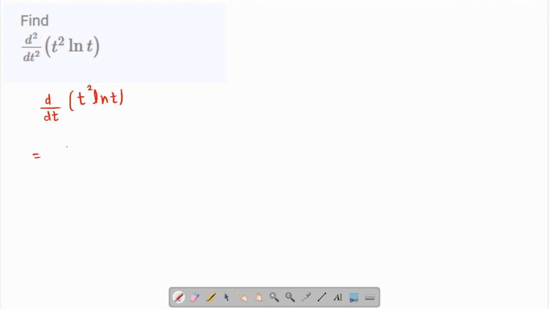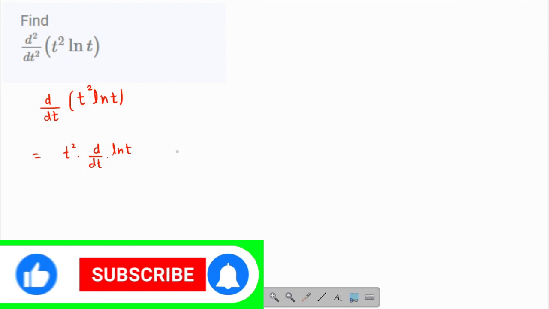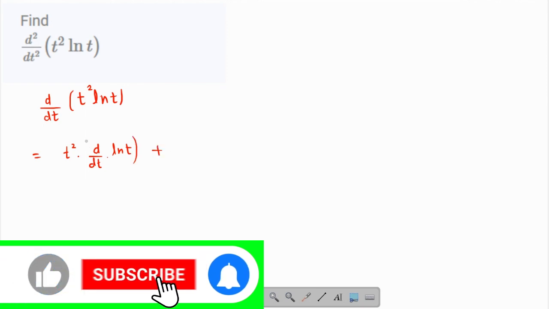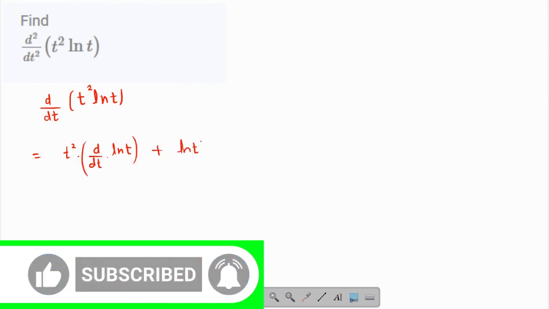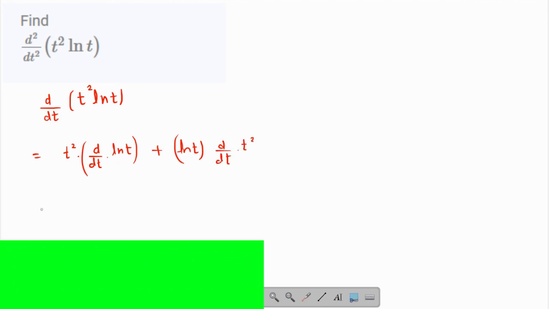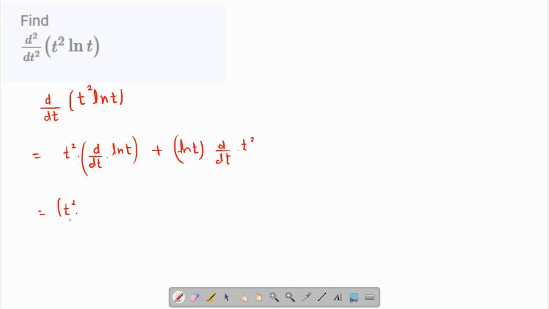That's going to be equal to the first term remains as it is, and then we differentiate the second term, which is natural log of t, plus the second term remains as it is, then we differentiate the first term, which is t square. So t square remains as it is. Differentiation of natural log of t is 1 over t, plus natural log of t remains as it is, and differentiation of t square is just 2t.